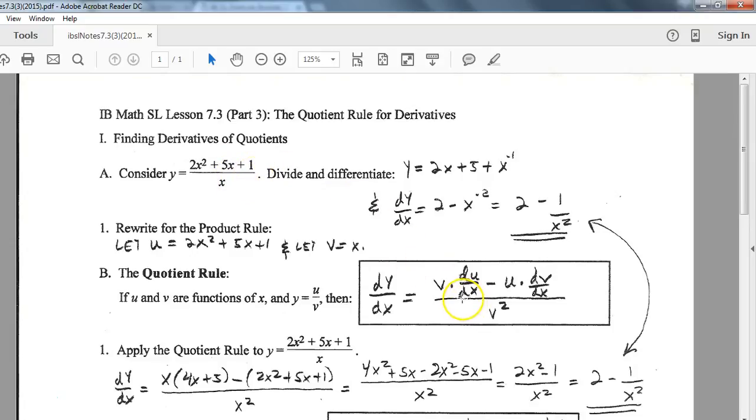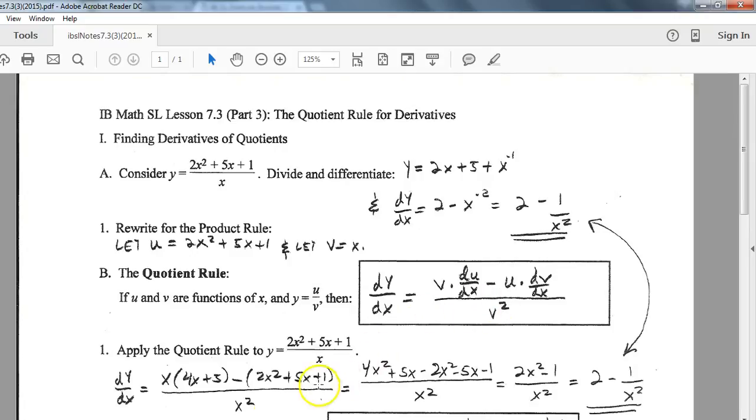But here's what it looks like. If you consider this look here, keep this in mind: whatever is on top is the u term, and whatever is in the denominator is the v term. And so if you stick that in here, you're looking at the bottom term times the derivative of the top, minus the top term times the derivative of the bottom, over the bottom squared. The way I've always heard this was low d high minus high d low over low squared. And that's essentially what we're doing with the formula.